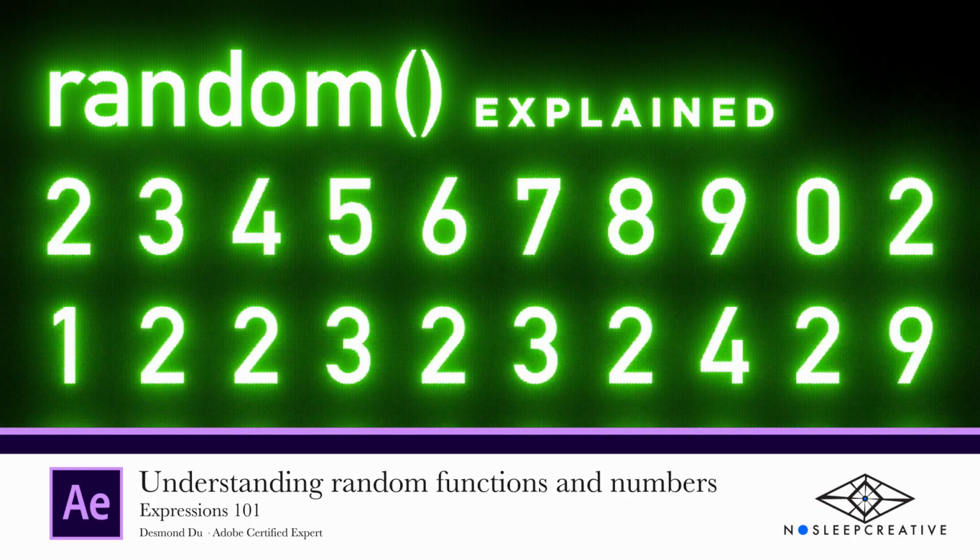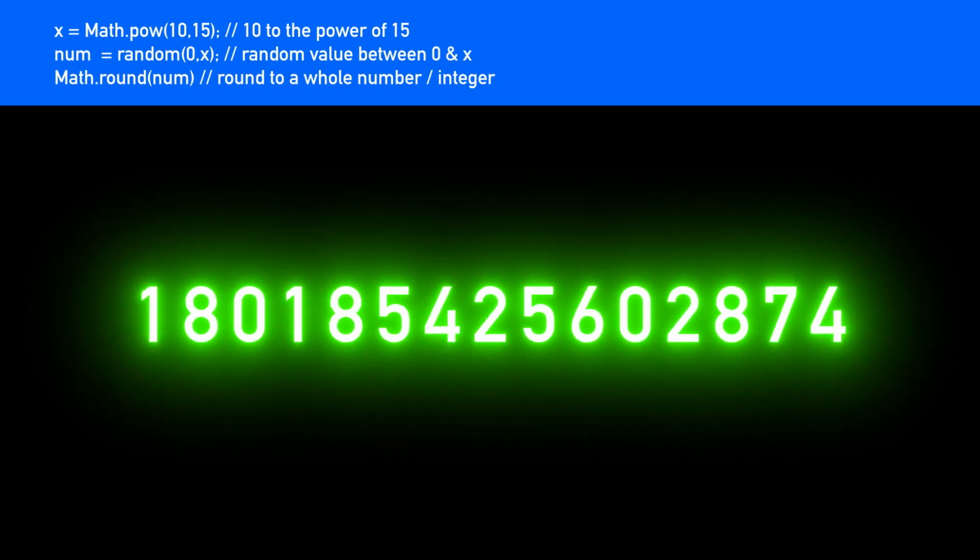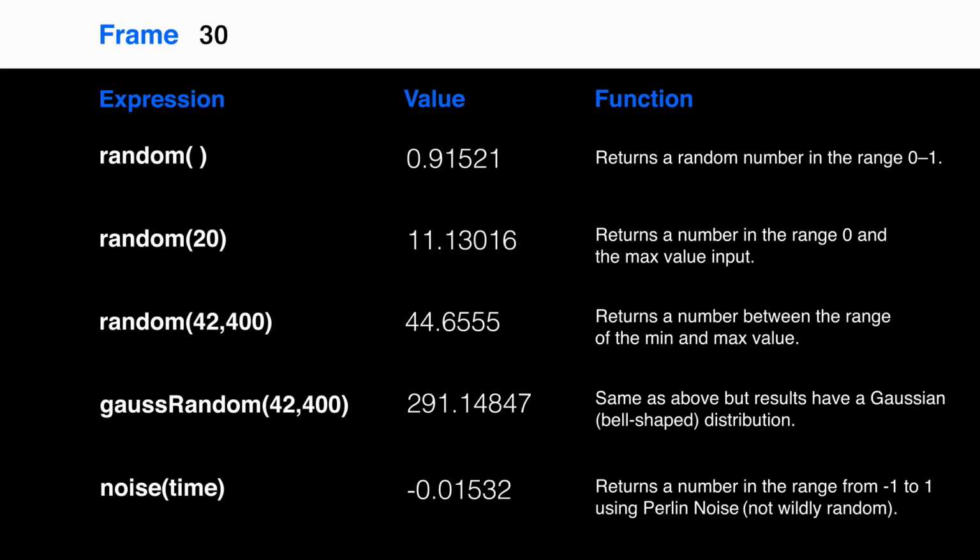Today we're going to learn about random function and numbers using expression in After Effects. With the right expression, we can easily randomize a layer's position, color, scale. We can even create a random fade-on effect or this random sprite effect. And we can do opacity flickering. And of course, generating a random string of numbers. All these examples can easily be created in After Effects if you understand the concept of random numbers.